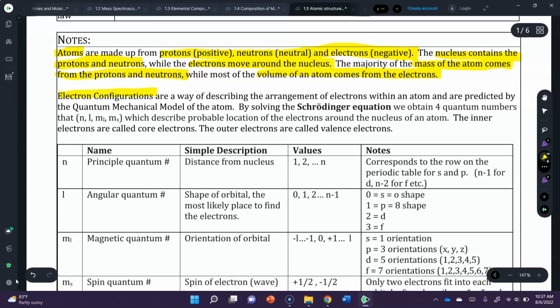Electron configurations are a way of describing the arrangement of electrons within the atom and are predicted by the quantum mechanical model of the atom. By solving the Schrödinger equation, we obtain 4 quantum numbers that describe the probable location of the electron around the nucleus of an atom. If you have ever heard of Schrödinger's cat, and whether or not when you put it in a box it's dead or alive, you know probably where it's at, but you can't know specifics for sure about the cat.